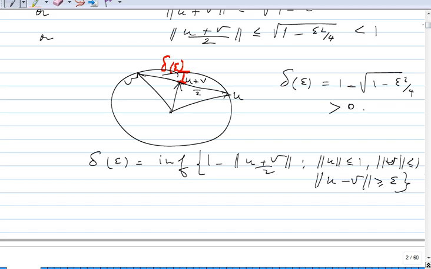So first of all, since the norm of u and the norm of v are less or equal than 1, epsilon must be less than 2. That's number 1. And number 2, it's very easy to see that delta epsilon is positive, and less or equal than 1, all the time.